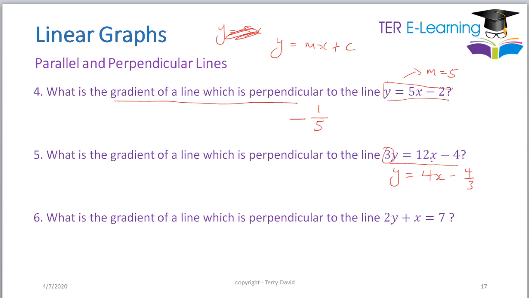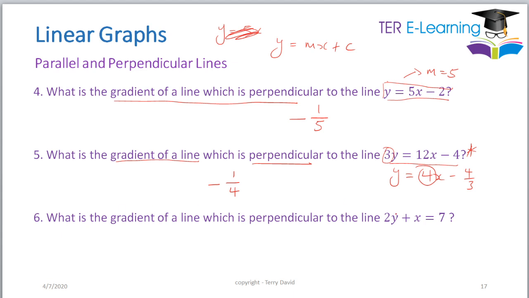All right? So therefore, my gradient is actually 4. So if I want to know what the gradient of a line, which is perpendicular to this line, what I need to do, I need to invert my gradient. So it's going to be 1 over 4. And I have to put a minus sign in front of it. Right? So the gradient of the line which is perpendicular to this line is minus a quarter. Right?